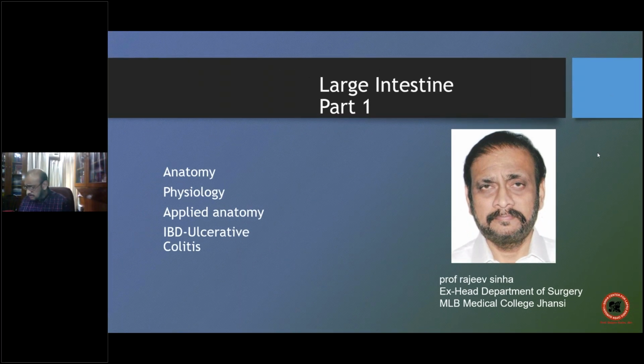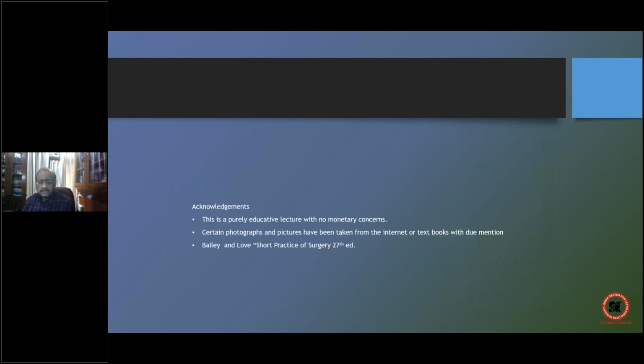Okay, so we'll be starting with a new chapter today, a new topic, and that's the large intestine. Last time we finished with the major part of the small intestine, only the stoma remains, and that we'll be covering at the end of the large intestine chapter, because stomas are common to both the small intestine and the large intestine.